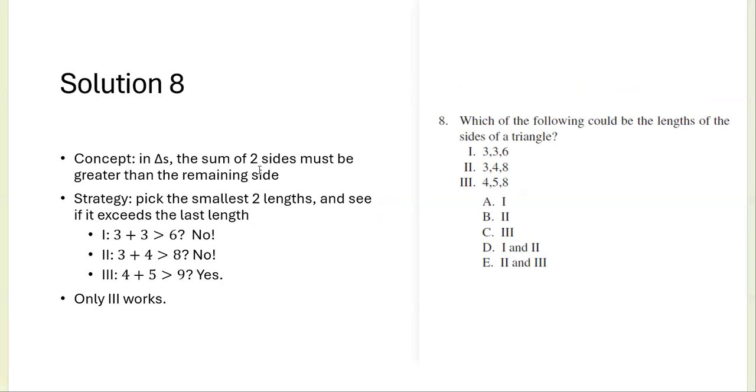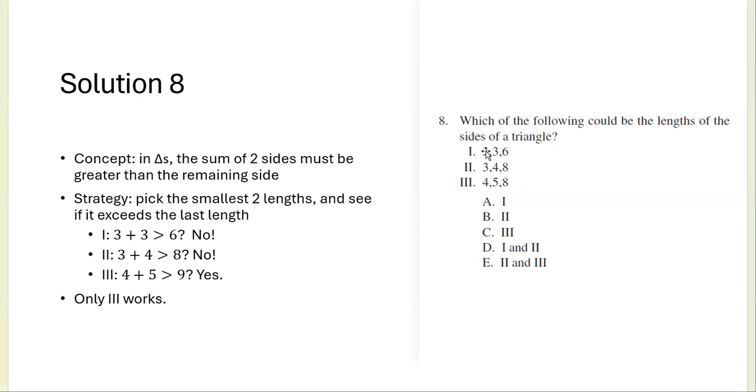So what's the strategy that we can do? Instead of summing every pair of two within these three lengths in each of the three cases, so that you're going to be doing a lot, just pick the shortest two sides and see if the sum exceeds the third side.